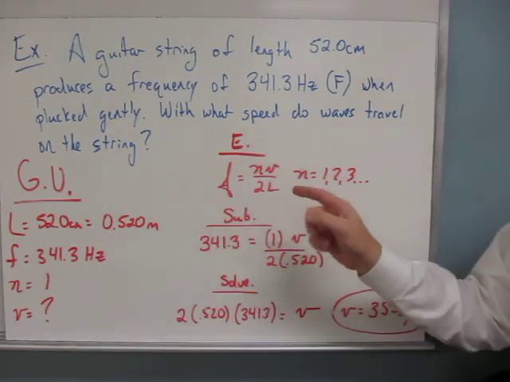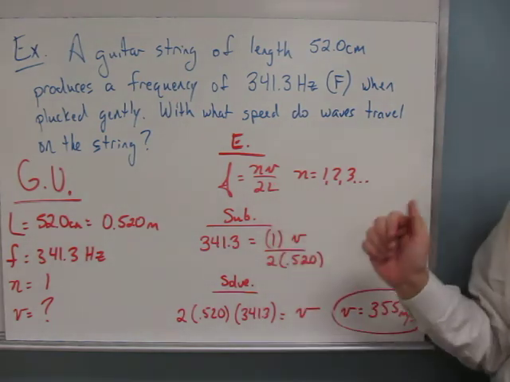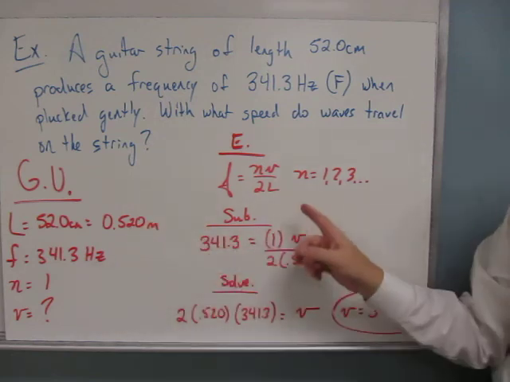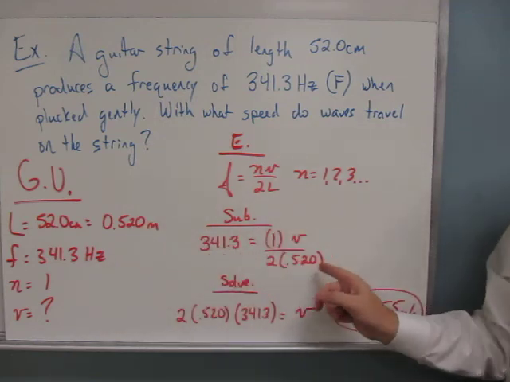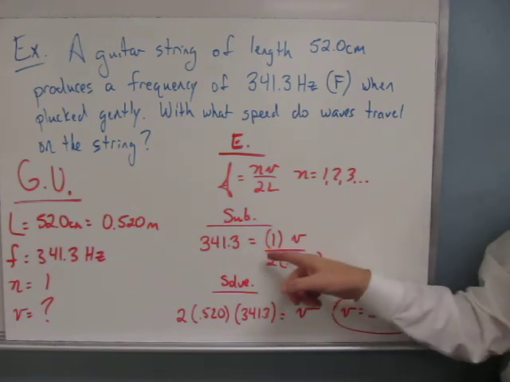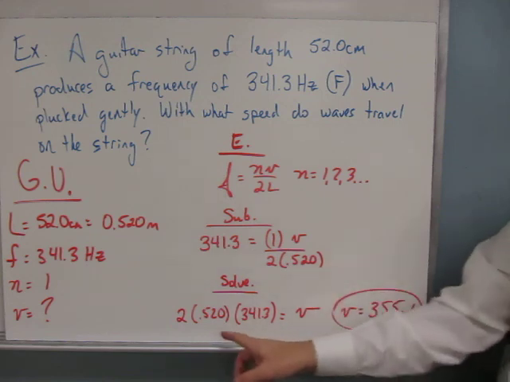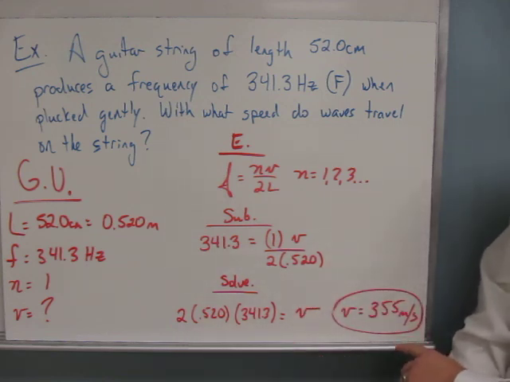So the equation we'll use is the one we just had, f equals nv over 2L, where n is 1, 2, 3, and so on. And we'll substitute our values into that equation. So 341 equals 1 times v over 2 times 0.520. And then we'll solve. I'll multiply both sides by the denominator here, which is 2 times 0.520. And when I do that, I get v, and that's 355 meters per second.